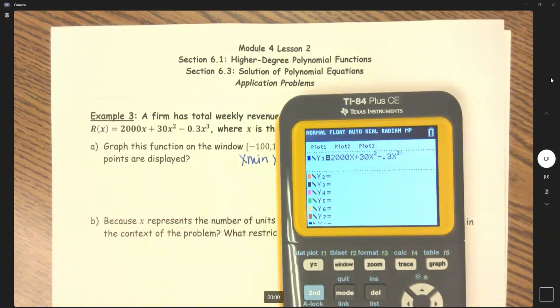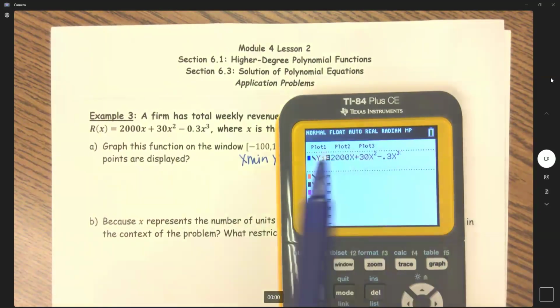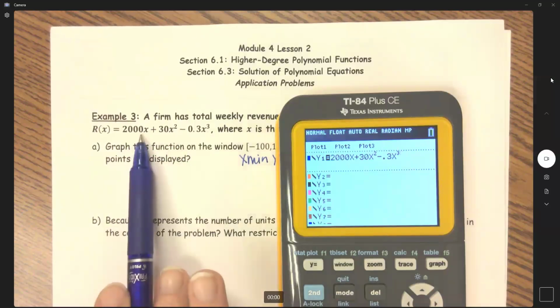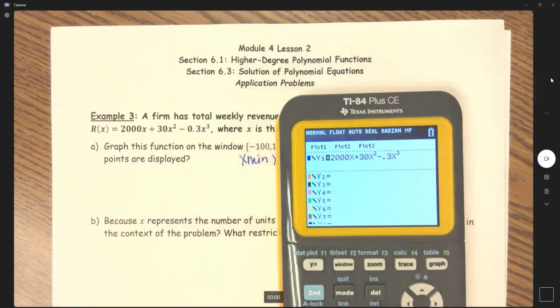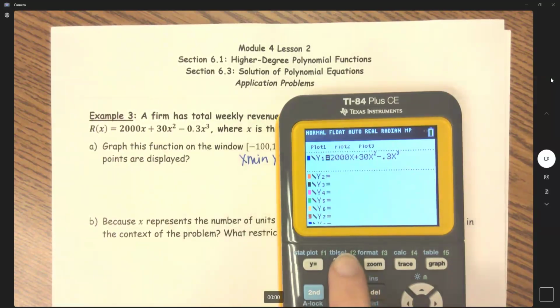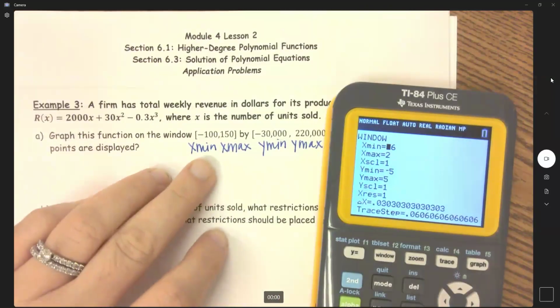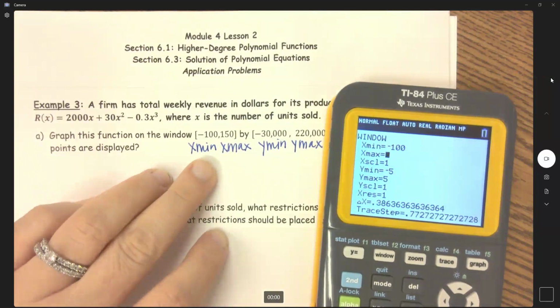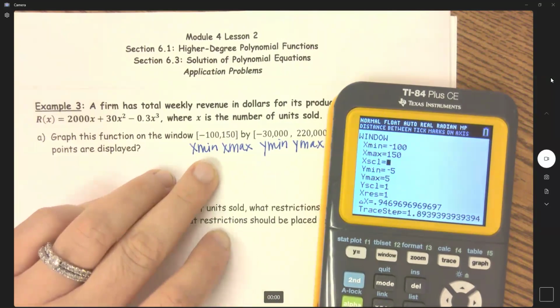And notice this is actually not really in standard form since the exponents are ascending. Usually those need to be descending, but whatever. And then we'll go in here to window and change our window to this right here. Now it doesn't tell me anything about X scale. If you want to just leave it as 1, that's perfectly fine. I'm going to make that 25 because that's just a little bit more reasonable.